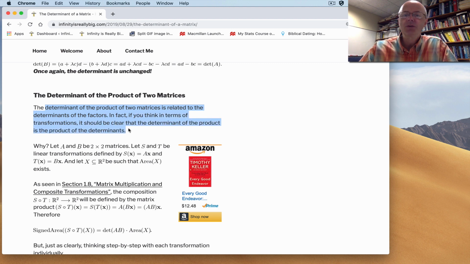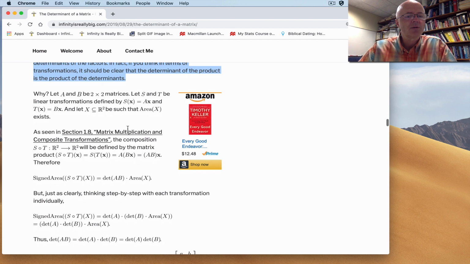In fact, if you think in terms of linear transformation, and maybe pause the video and try to think of this on your own, the determinant of the product of the two matrices A and B should be the product of the determinants of A and B, determinant of A times determinant of B. Think of it in terms of linear transformations. All right, are you back? Did you pause the video and think about it?